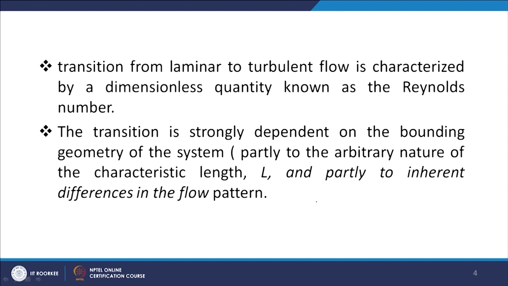Now, the next thing we are required to know: the transition from laminar to turbulent is characterized by a dimensionless quantity known as the Reynolds number, that is what we have seen. This transition will be dependent on the boundary geometry of the system, partly due to the arbitrary nature of the characteristic length L and partly due to the inherent differences in the flow pattern. So, depending upon the geometry, you will have a different value of the Reynolds number, which will demarcate the point at which there will be a transition from the laminar to the turbulent region.